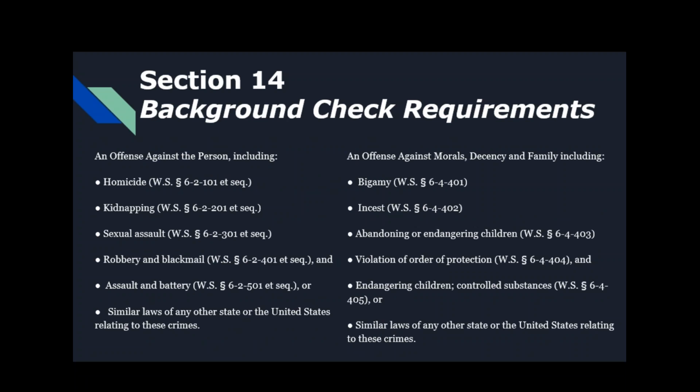Continuing with Section 14, the background check requirements, as listed on the slide, you can see the categories. An offense against the person includes homicide, kidnapping, sexual assault, robbery and blackmail, and assault and battery, or similar laws of any other state or the United States relating to these crimes as well. An offense against morals, decency, and family includes bigamy, incest, abandoning or endangering children, violation of order of protection, controlled substances, or similar laws of any other state or the United States relating to these crimes.